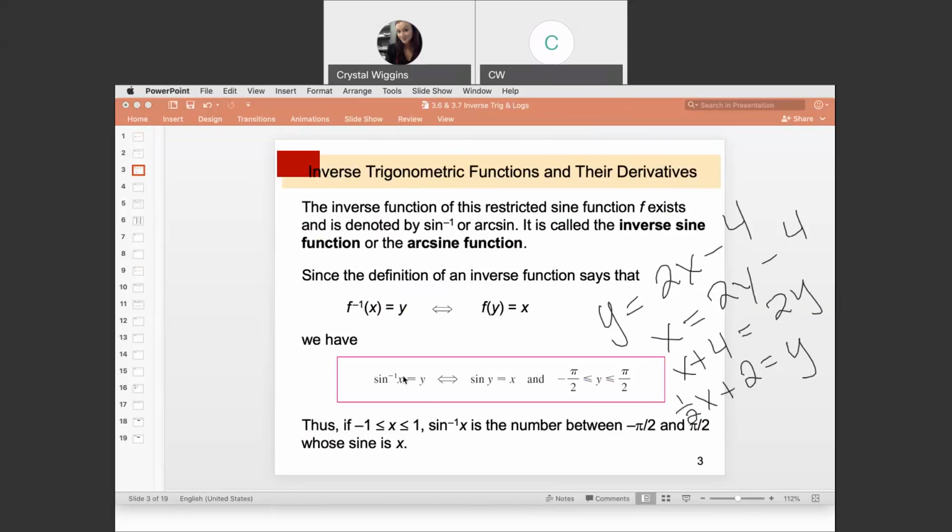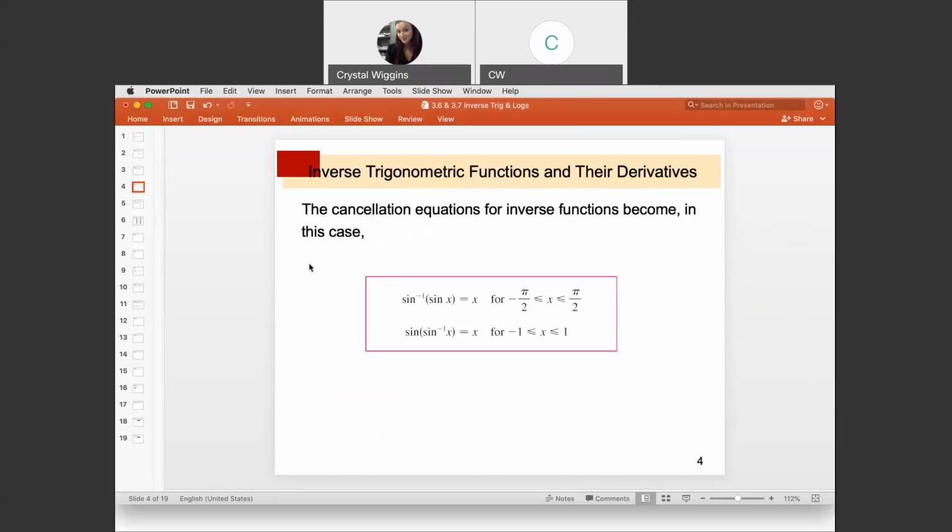Now, in the case of the sine function, when we switch the x and y's, the way to get a variable out of the sine function, remember, you cannot divide by the word sin. That is not a thing. You have to take the inverse of the sine function in order to release the y variable. So the cancellation of equations for inverses becomes the inverse sine of sine is equal to x, and the sine of the inverse sine is equal to x.